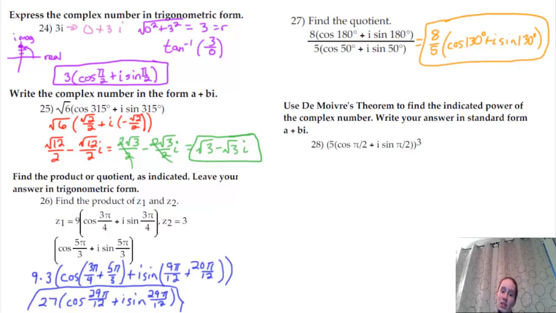Easy peasy. Alright, so de Moivre's theorem is a formula on our unit circle card, and we are trying to find this complex number to the third power. So the n in our formula is n equals 3. What we do is we take r and we put it to that power, r to the third power, and then in our formula we have cosine n theta plus i sine n theta. So we are taking the angle pi over 2 and multiplying it by our n, which is 3, giving us 3 pi over 2.